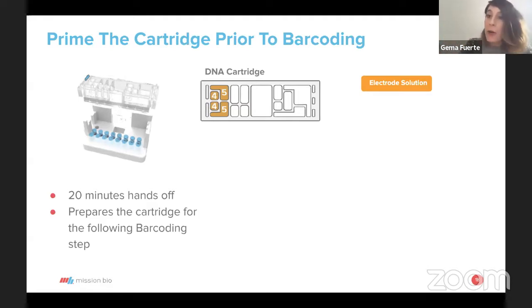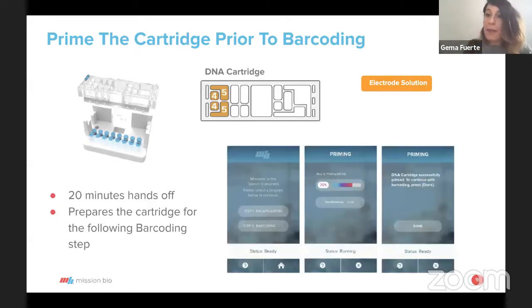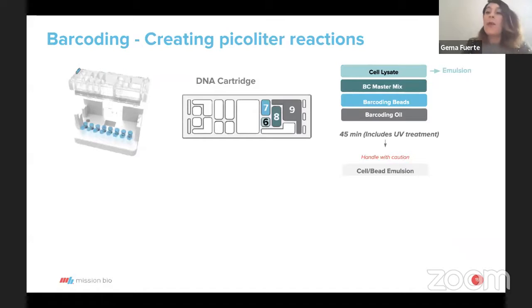For that, we use electrode solution that we just pipette on those wells over there, and then run the program, and that's 20 minutes hands off. Ideally, we want this program to be run immediately before the barcoding program. And then that's it. After we have finished the priming, we just go through barcoding. Again, notice the color code on the right. You see all the reagents you require and which reservoirs. Again, it is a different part of the same cartridge, right? Cell Lysis, which is number 6, is your tube on the thermocycler, that now those emulsions, you pipette them back to reservoir number 6.